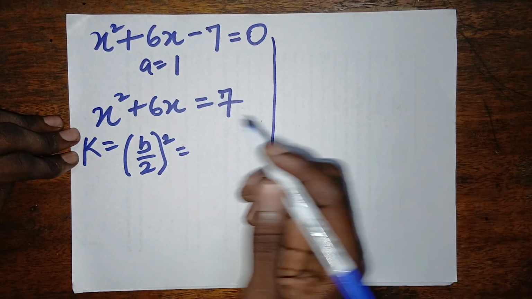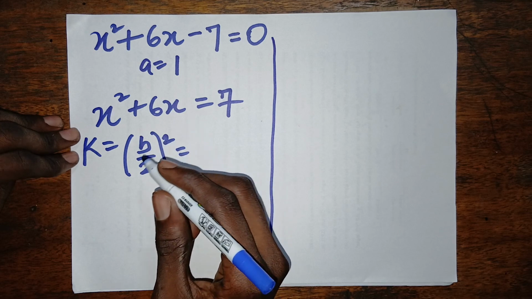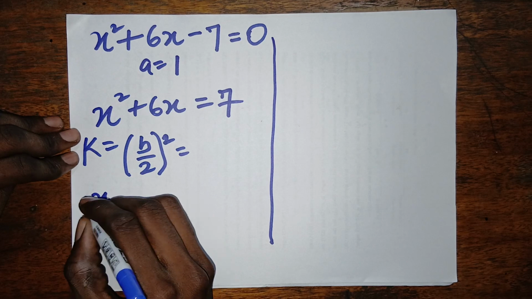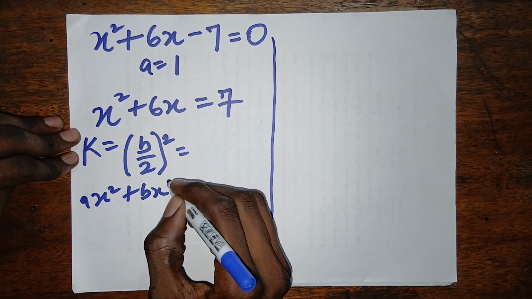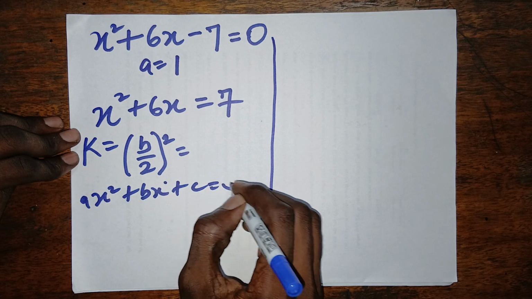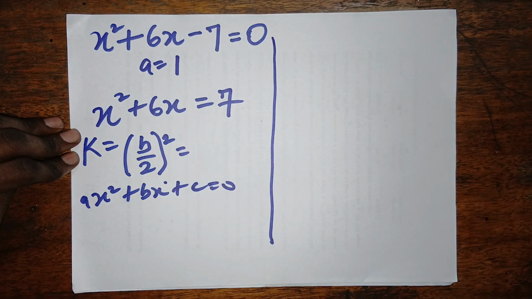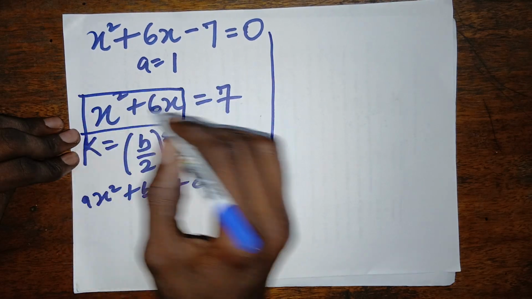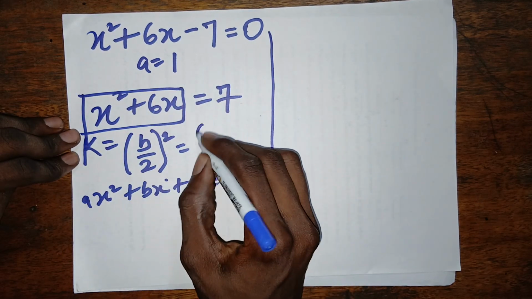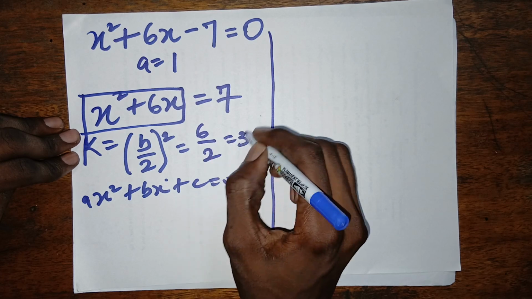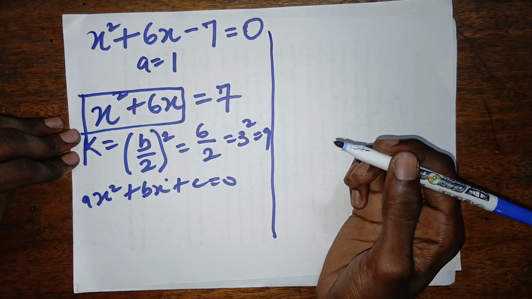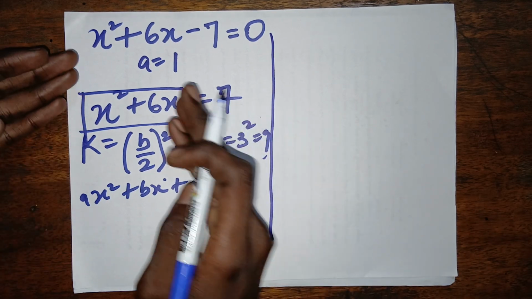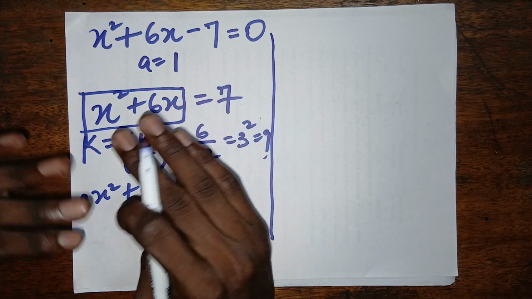Now in the general form of the quadratic expression, you have x squared plus bx plus c equals 0. So 6 is representing b. Take note, we're only dealing with this part. So you have b as 6, half of it is 3, and 3 squared is 9. So we can just add 9 to one side of the equation, and do the same to the other side, just to keep it balanced.